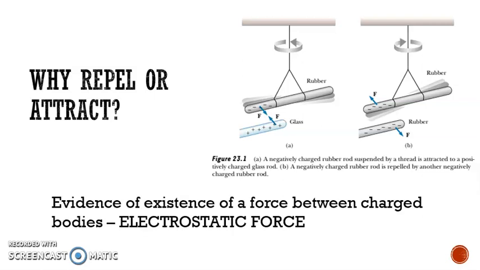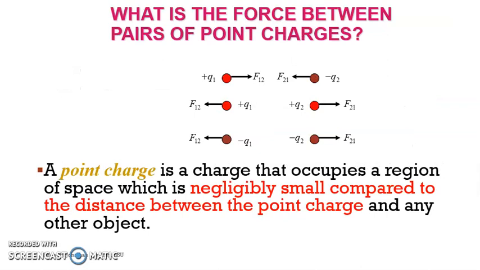This shows that there is evidence of the existence of a force between these charged bodies, and that force is what we call the electrostatic force, right? So we need to find that force. So what is the force between pairs of these point charges?